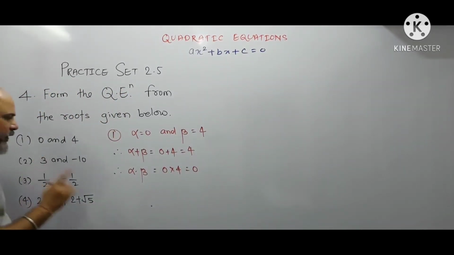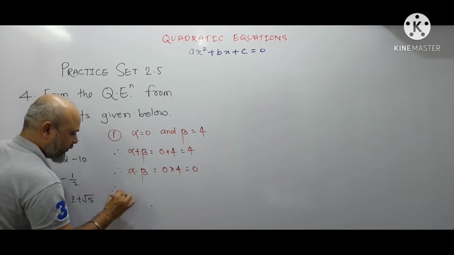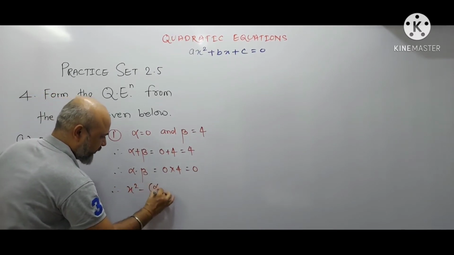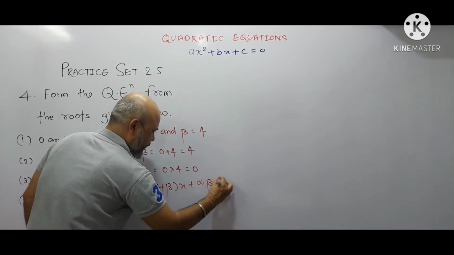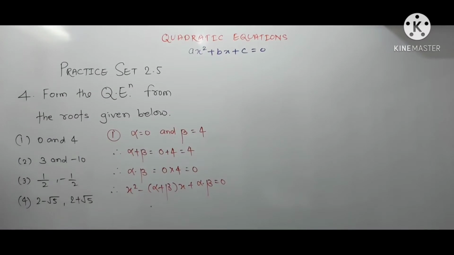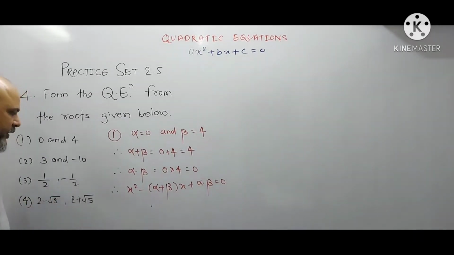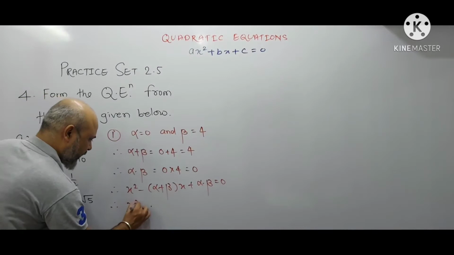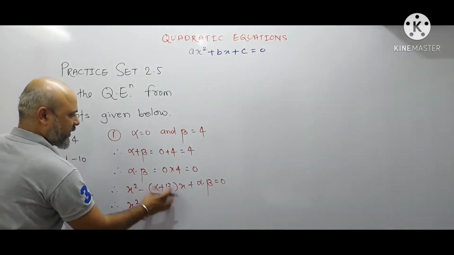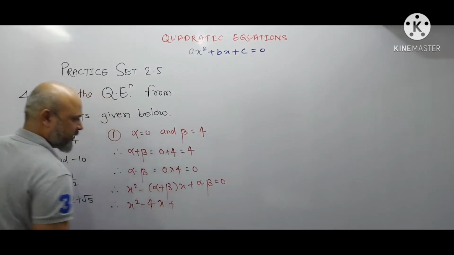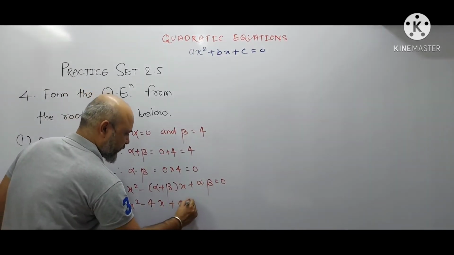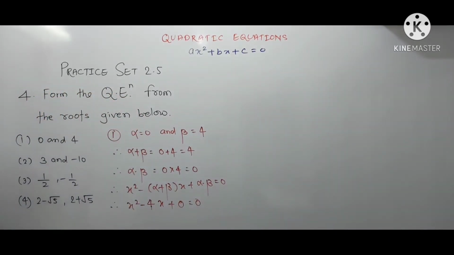And now we form the quadratic equation. Therefore, we will get x square minus alpha plus beta x plus alpha into beta, this is equal to 0. So when roots are given, we will use this formula, and therefore you will get x square minus, what is alpha plus beta? Alpha plus beta is 4, so you write here 4, and then x plus alpha into beta is 0, this is equal to 0. So x square minus 4x plus 0 is the required quadratic equation.